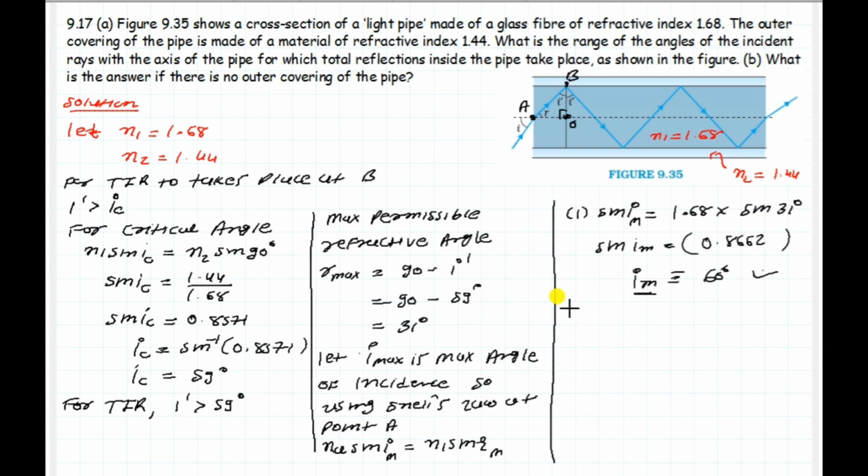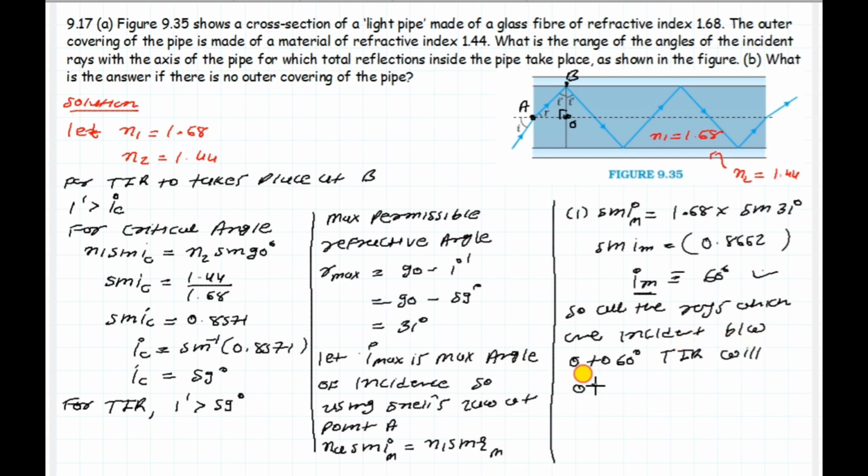So here we can say, all the rays which are incident below 60 degree, meaning 0 to 60 degree, all the incident rays will suffer total internal reflection. So here we can say all the rays which are incident between 0 to 60 degree, TIR, total internal reflection, will occur.